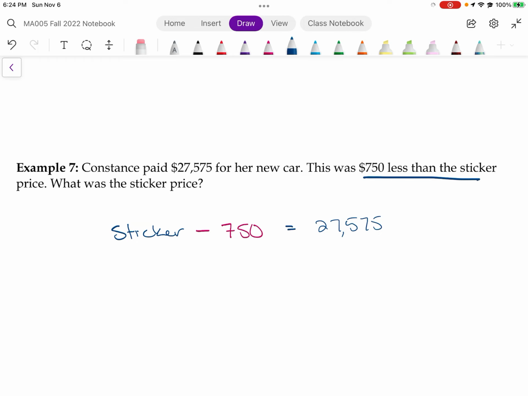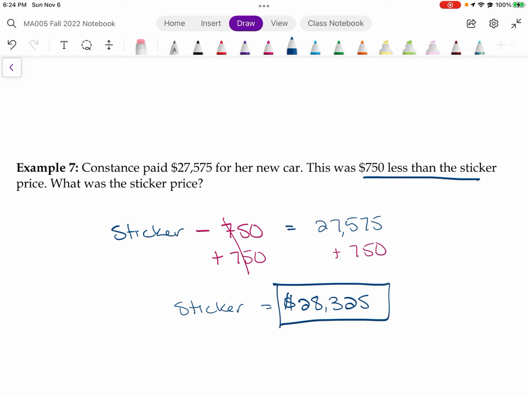So all I'm going to have to do here is add the $750 to both sides to find the original price. So my sticker price is going to be the two numbers added together: $28,325. Okay, so that was the sticker price of the car before they got the $750 off.